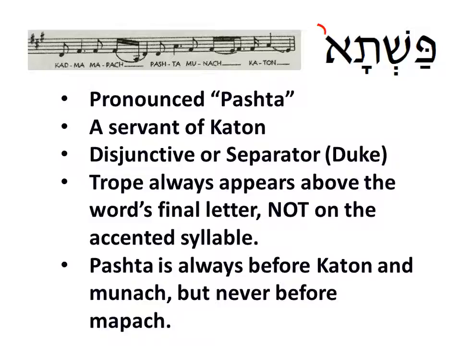Now here's what's interesting about it. The trope mark itself always falls at the end of the last syllable. It is not on the accented syllable, but rather the very end of the word. The Pashta is called a post-positive trope. In other words, it always comes at the end of the word. It's not movable. The Pashta falls in the middle of the family. It never comes after Katon. It's always before a Katon, and it always comes after a Mapach, never before a Mapach.